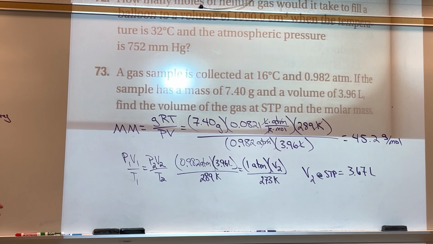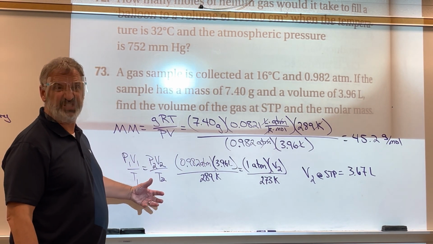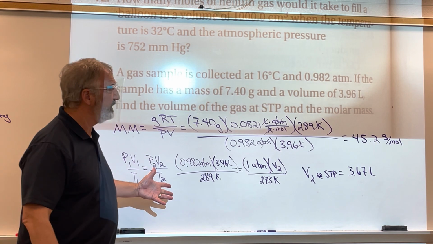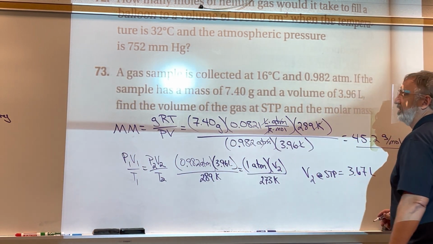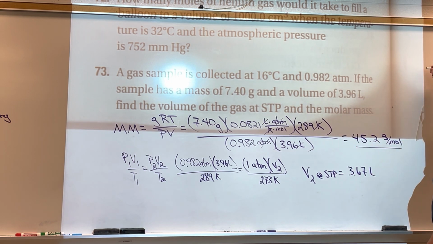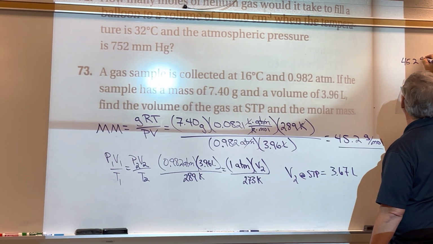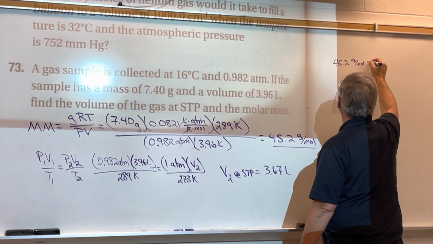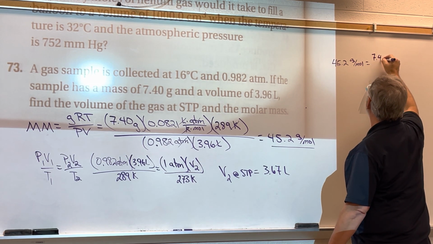If we just have one set of conditions, we use the ideal gas law. Now, we could have used the ideal gas law here. This is the way I think is the easiest to see, most straightforward way to do it. But we could also use the ideal gas law. We now know what the molar mass is. So if I use molar mass as gRT over PV, 45.2 grams per mole is equal to my 7.4 grams.